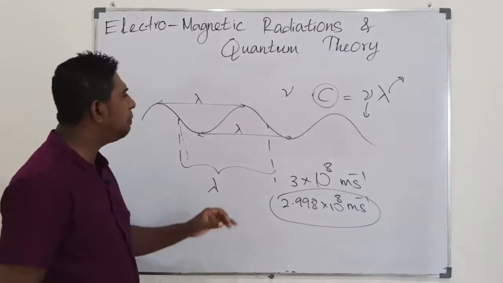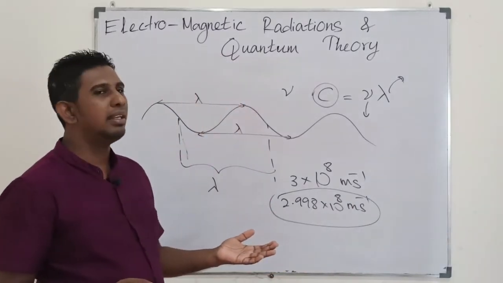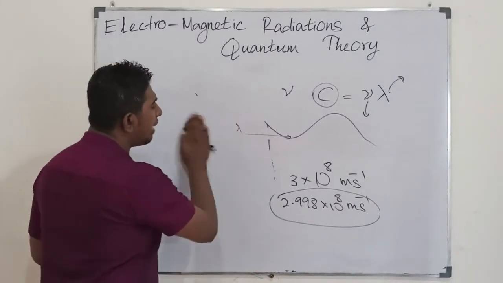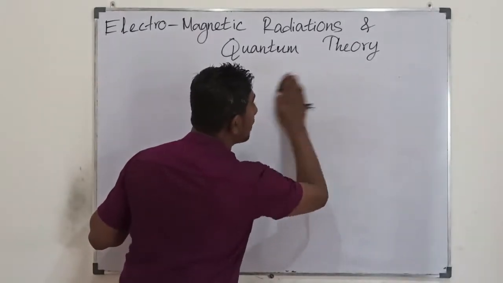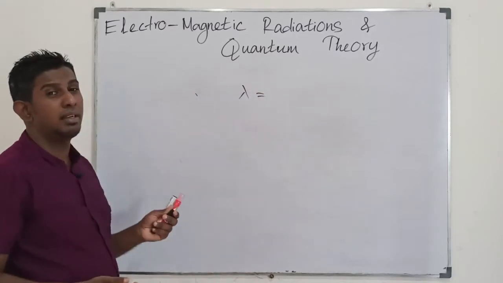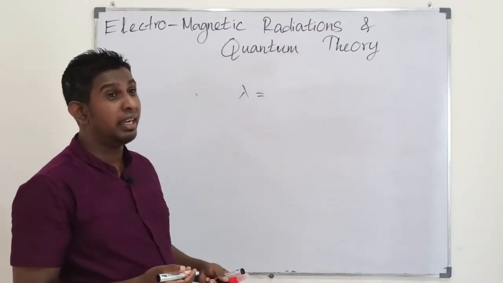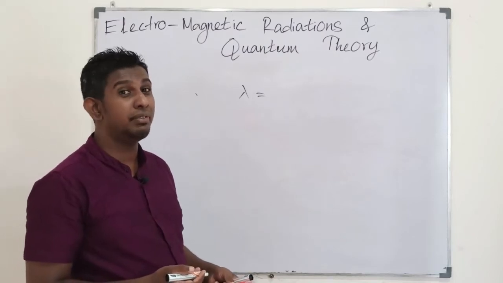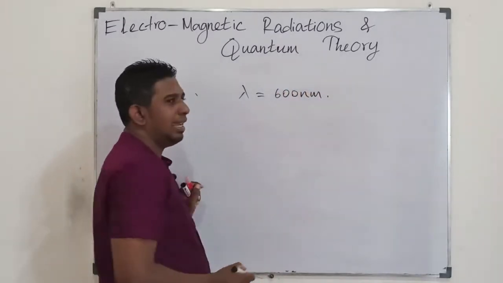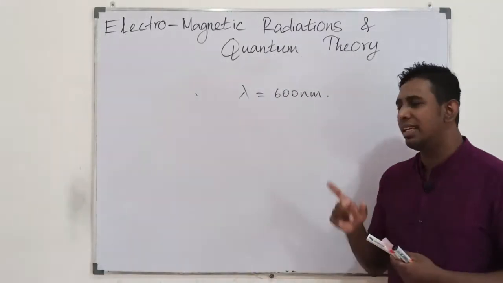So you would be provided with some details, some data, in a question. Let me show you an example. If you are provided with the wavelength of a specific electromagnetic wave, let's say a colored electromagnetic wave that lies within the visible region, you get 600 nanometers. Let's assume they are saying the wavelength of a particular electromagnetic radiation is 600 nanometers.